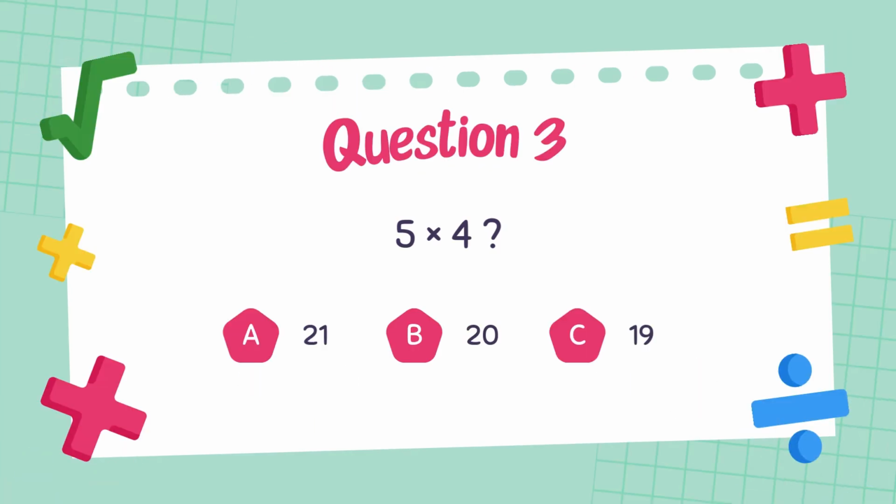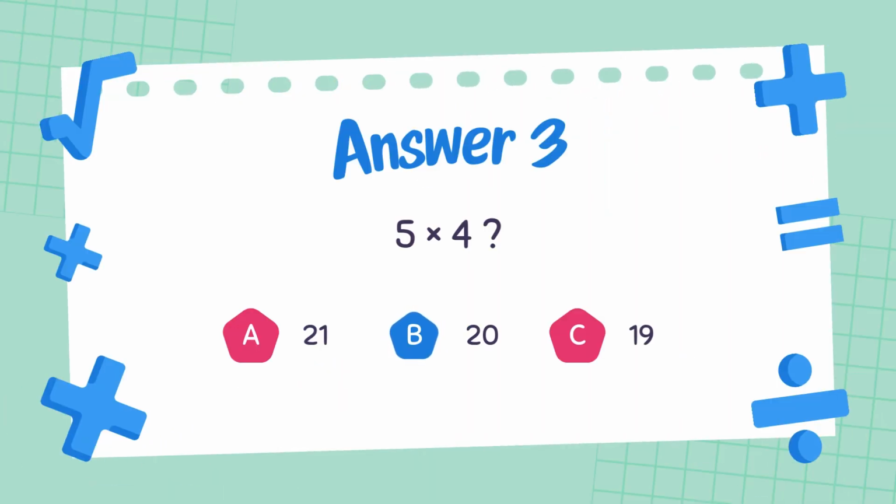Question 3. What is 5 times 4? Is it A, 21, B, 20, or C, 19? The answer is B, 20. You're on fire.